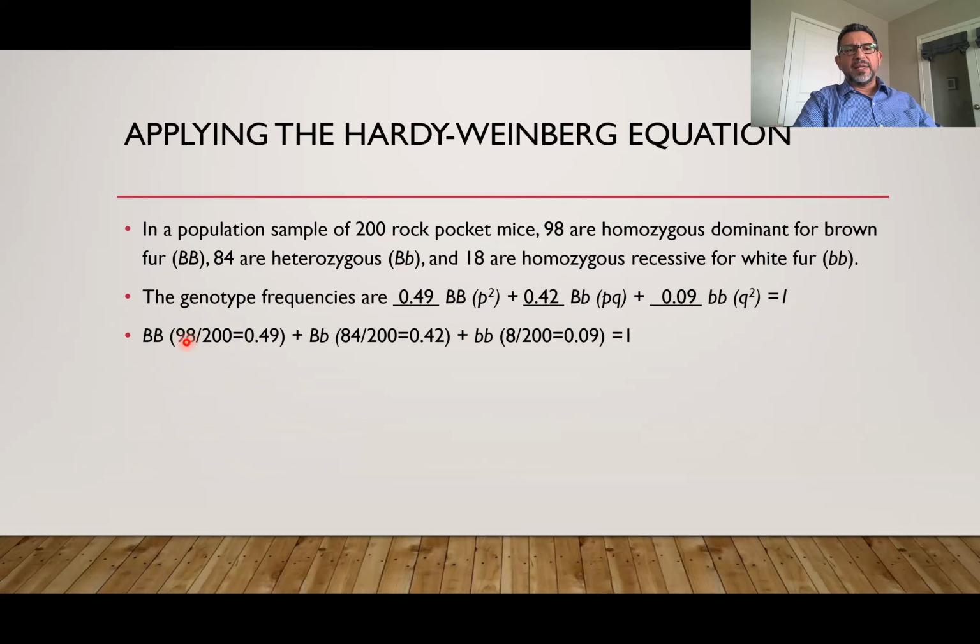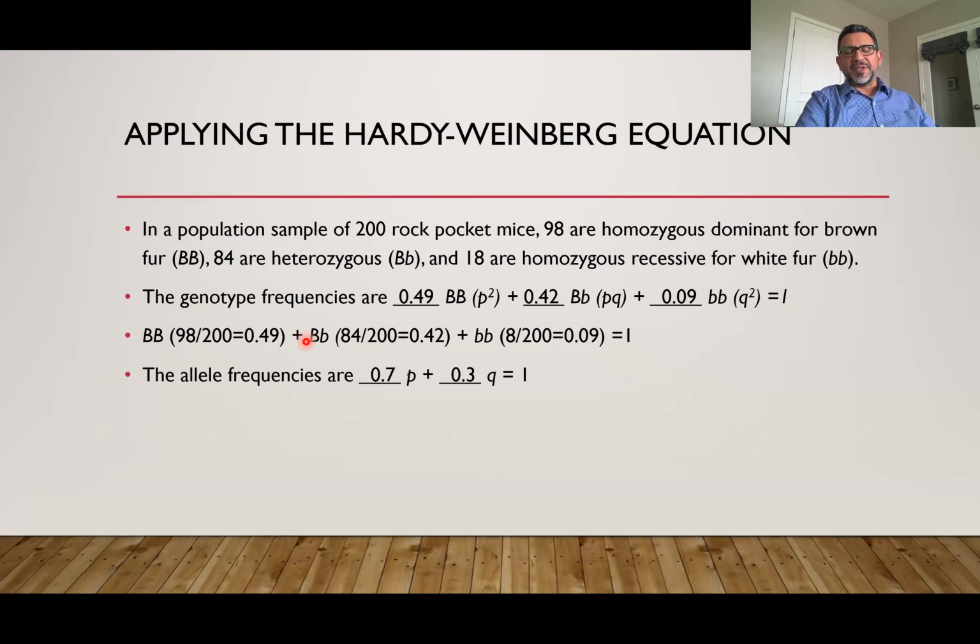These numbers you see here, in the next line, I'm explaining how I came up with these calculations. Divide 98 by 200, you end up with 0.49, which is what we have here. Divide 84 by 200, you end up with 0.42. And I'm sorry, this should have been 18. 18 divided by 200, I have to make a correction here, equals 0.09, and that's the frequency of the genotype homozygous recessive for white fur. I apologize for that, but you can make that correction too. Then you add these numbers and you end up with 1.